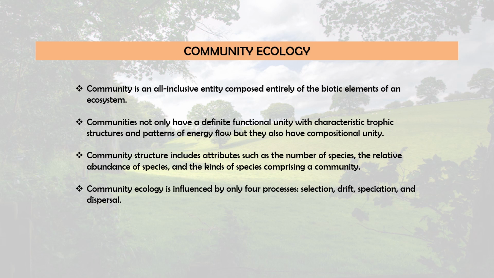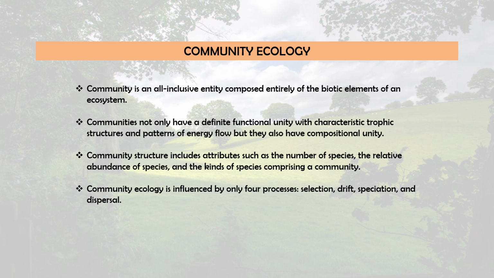attributes such as the number of species, the relative abundance of species, and the kinds of species comprising a community. So, if we want to understand about community, we have to understand the various abiotic and biotic aspects of the environment that influence the structure of the communities. And the parameters that define community ecology include its composition, that is the species present and the relative abundance, then the nature and form of their relationship and its dynamics.